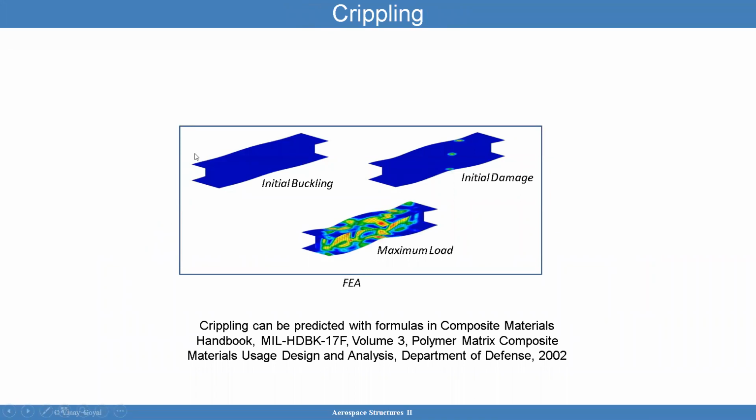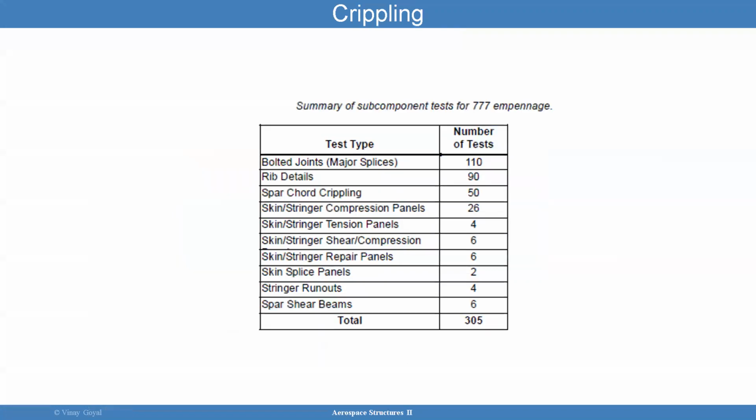So in crippling, you're going to have some amount of initial buckling, and then there will be some initial damage, and then at maximum load, you have all kinds of damage. That's predicted by finite elements. Crippling can be predicted with formulas in the Composite Materials Handbook. You can open it up. If there's a composite system, you can use those formulas. If the material is isotropic, those formulas simplify to isotropic materials. So it's a very nice thing to look at.